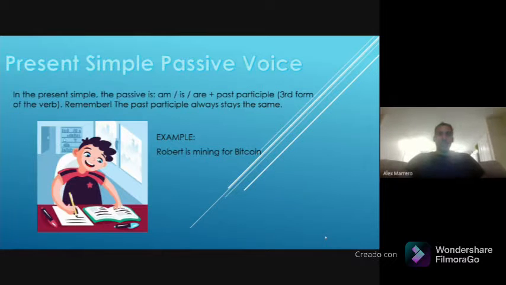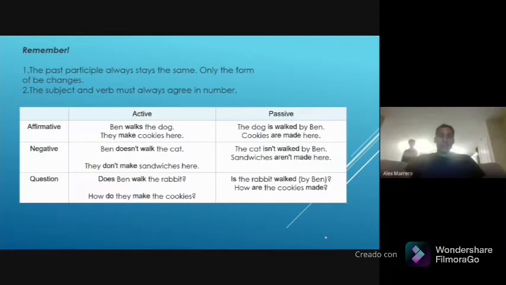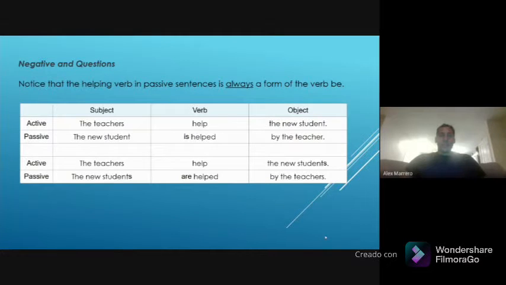Present simple, passive voice. In the present simple, the passive voice is am, is, are, and the past participle. Remember, the past participle always stays the same. Example: Robert is mean for Bitcoin. Remember, the past participle always stays the same, only the form of be changes. Other examples. Negative and question. These are other examples.